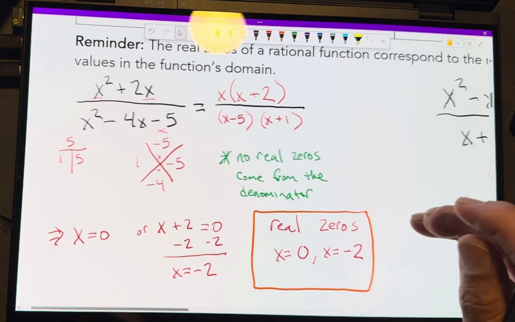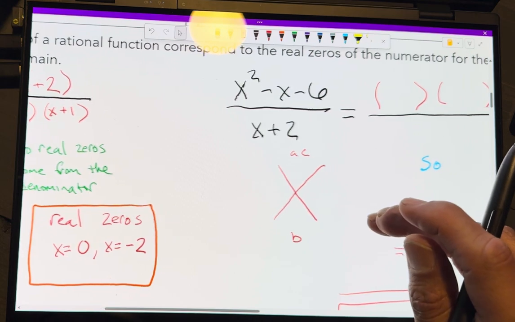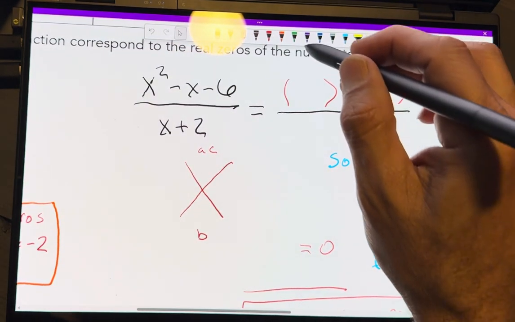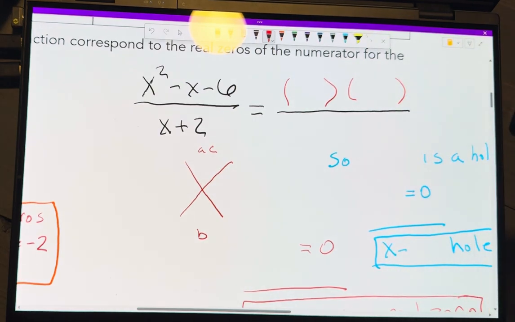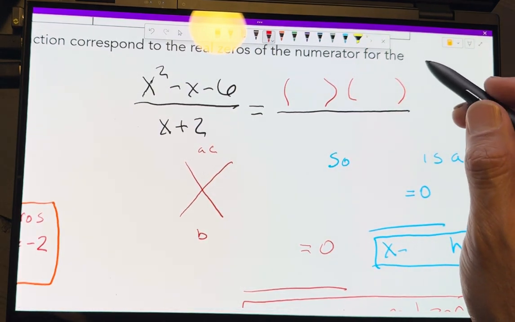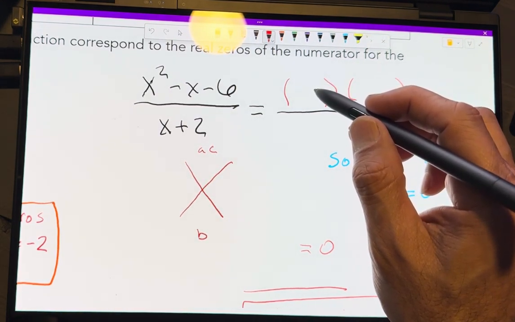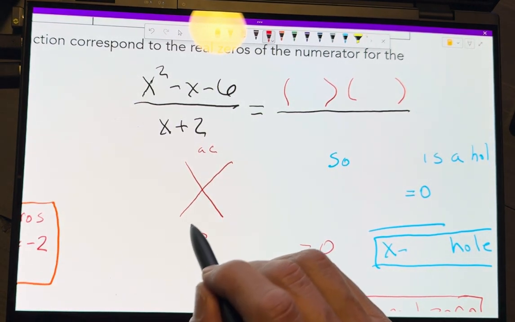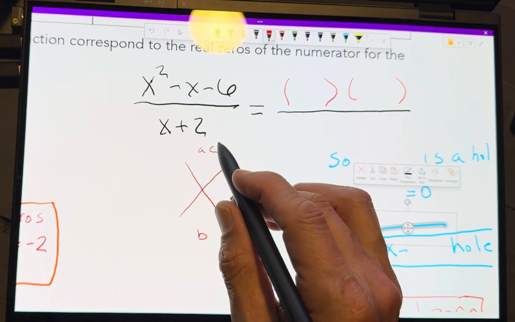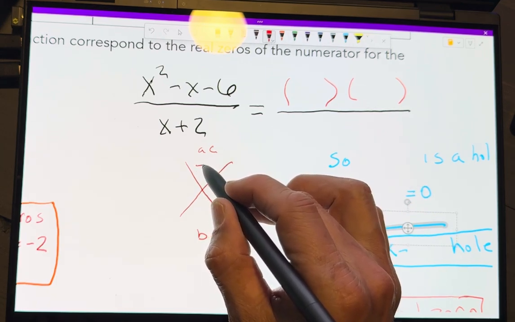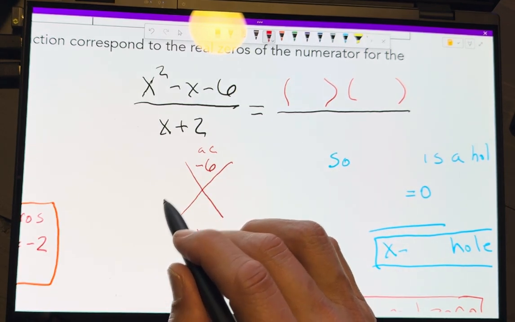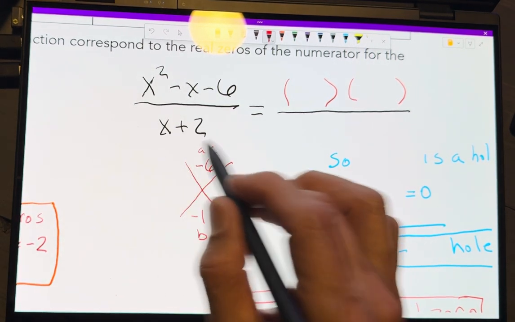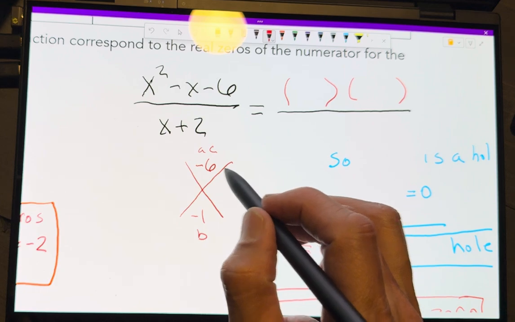All right. Let's go ahead and try this one. I'll try to slow it down a little bit so you don't have to pause the video. And let's use the AC method to solve for these two x's. So a times c is 1 times negative 6. So we got negative 6. The b term is negative 1.